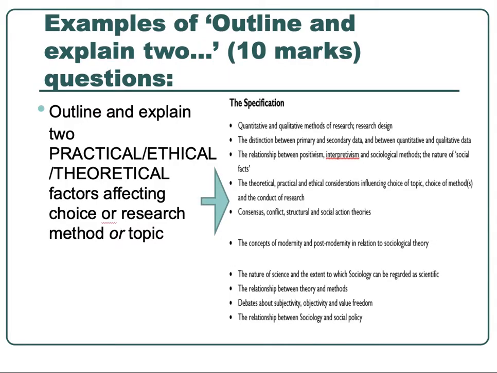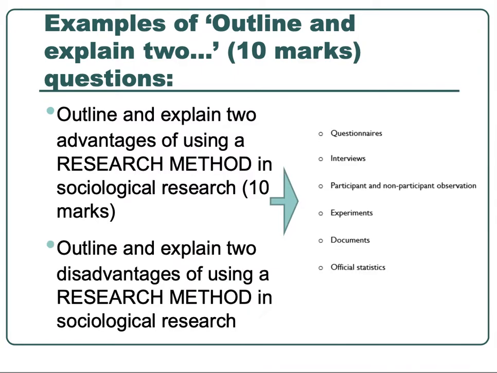As a Year 1 sociology student preparing for your end of Year 1 exam, we can narrow down the topic that you're going to be asked about. You could be asked to outline and explain two practical factors affecting choice of method or topic, or outline and explain two ethical factors affecting choice of topic or method, or a question related to a particular theoretical issue. Given that we've not looked at positivism and interpretivism in as much detail in Year 1 as we will do in Year 2, for your end of Year 1 exam, that appears to be less likely.